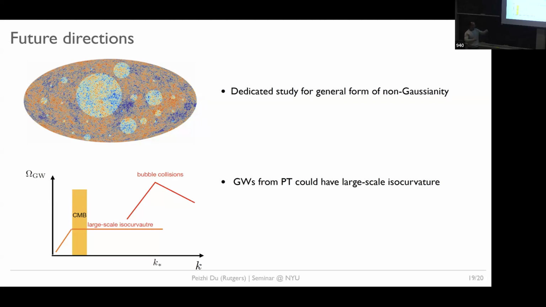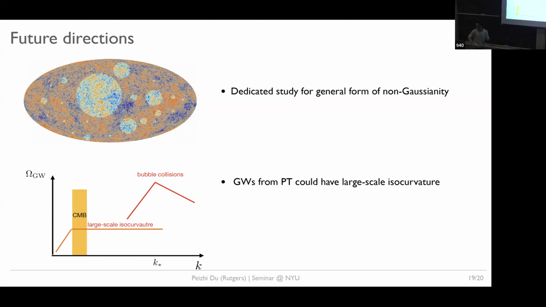And if we correlate these two scales, we can also probe or give a hint of what the scale of inflation is, because the size of this corresponds to the scale of the inflation. Okay, so we have an interesting correlation of these two types of gravitational wave signals from first order phase transitions.